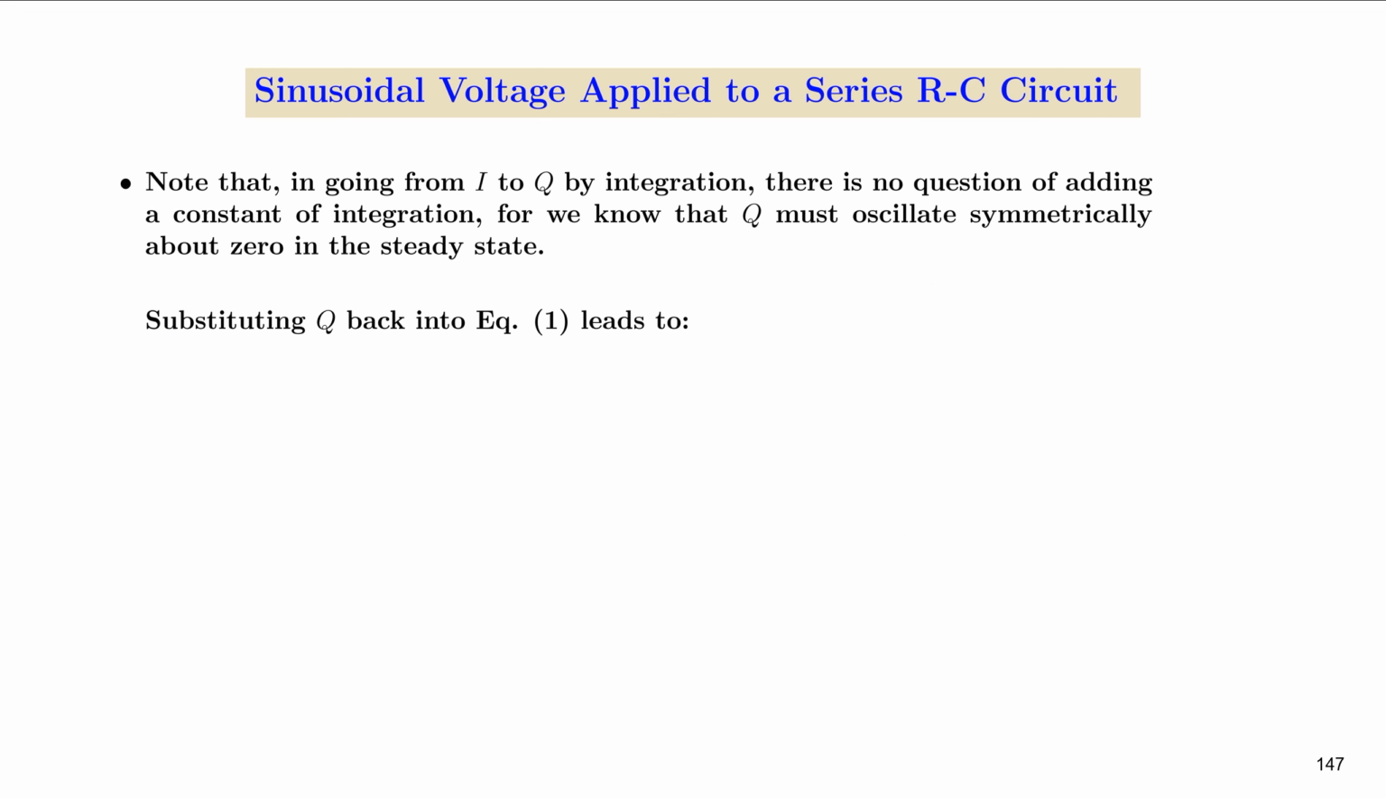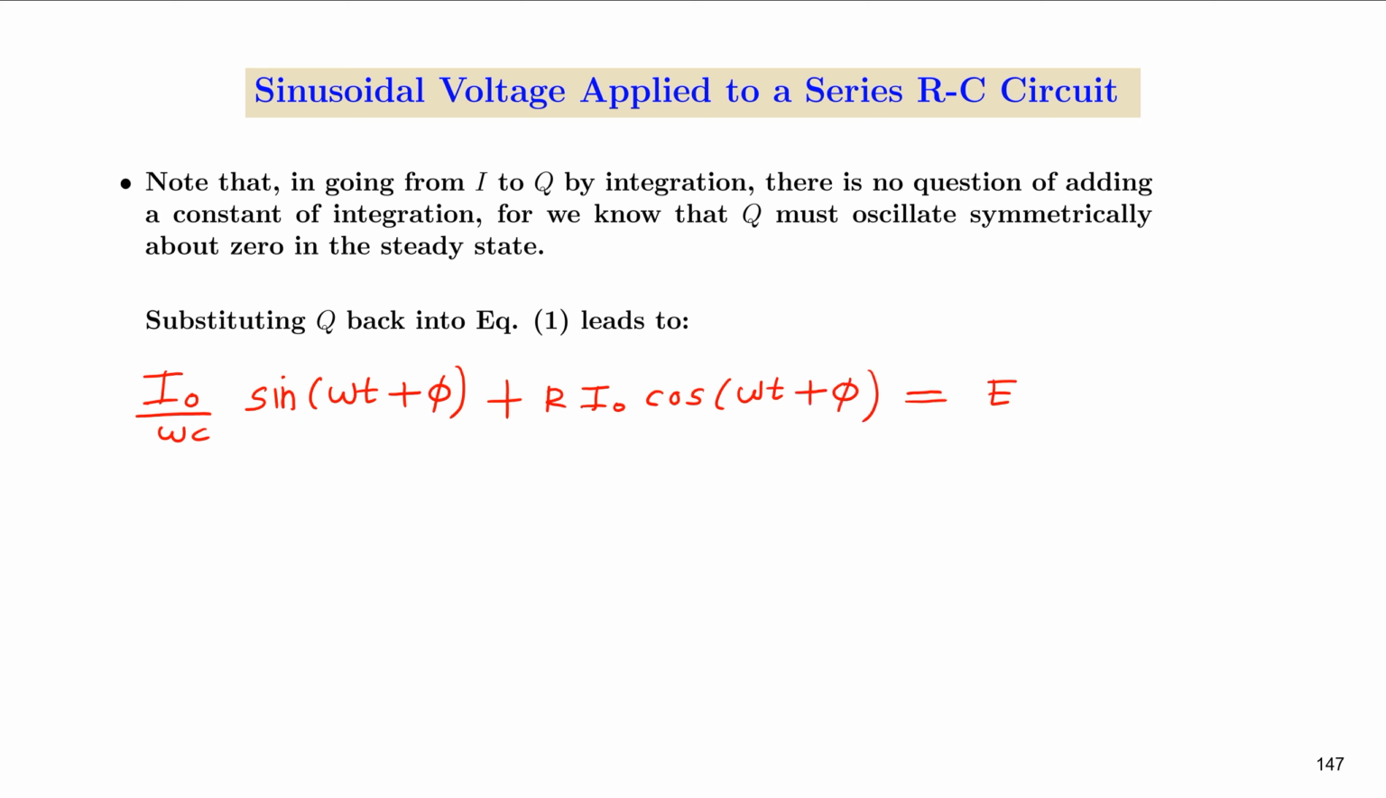We will now substitute q back into equation number 1, resulting in I0 over omega C, then sine of (omega t plus phi), plus R I0 cos(omega t plus phi), and this is equal to E0 cos omega t.